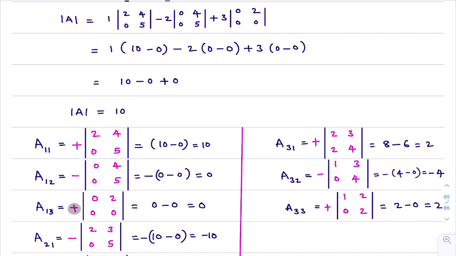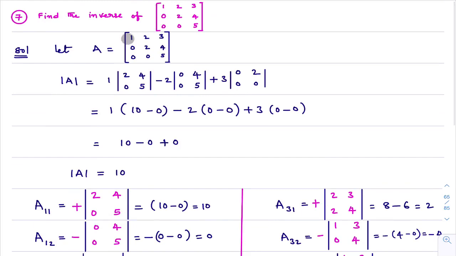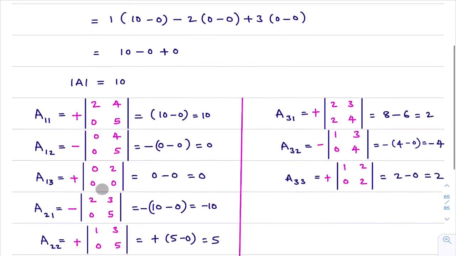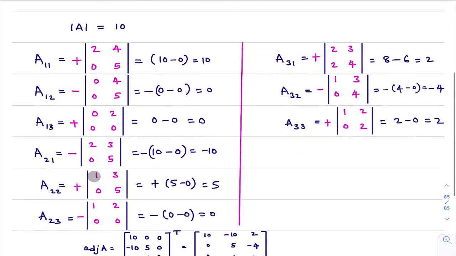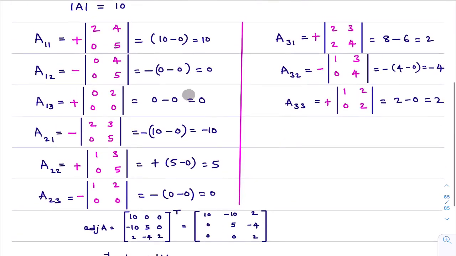Now A13, capital A13, you have written plus here. Now you need the minor of this element. It is the determinant obtained by deleting the first row and third column. Delete the first row and third column: determinant of 0200. Like that you write all these minors. In earlier classes also we learned how to calculate the cofactor of an element. You just write like this.